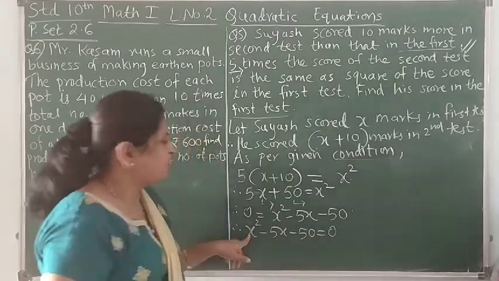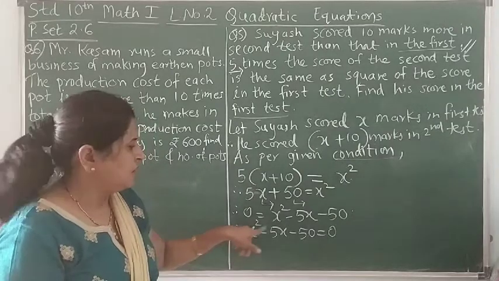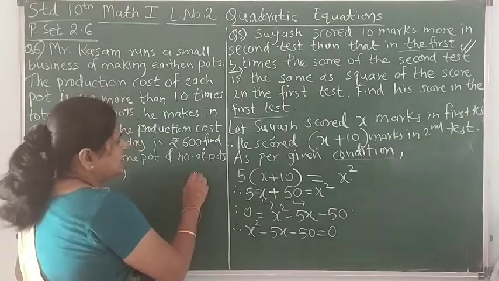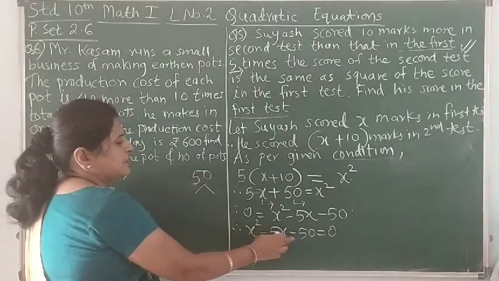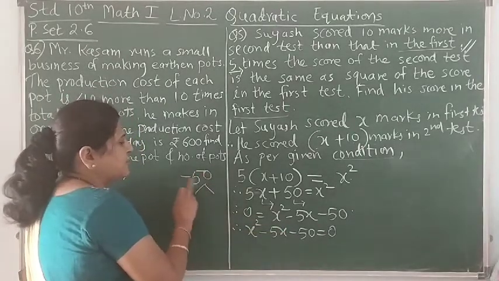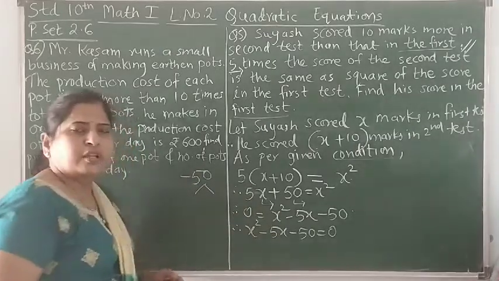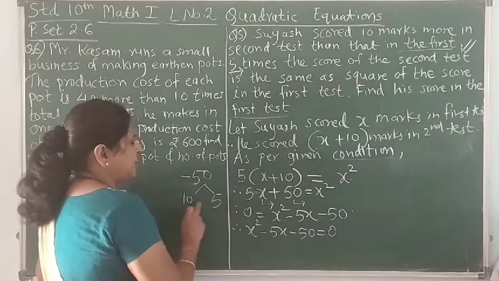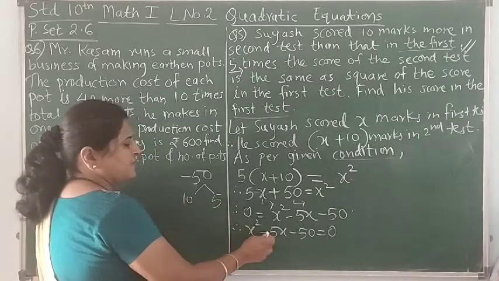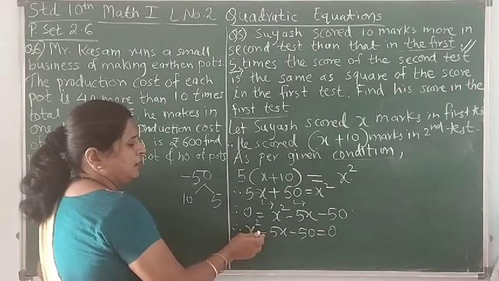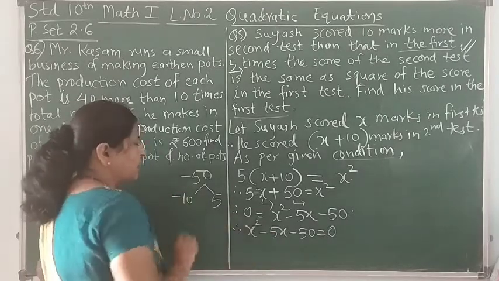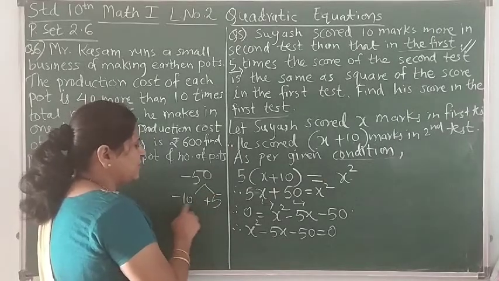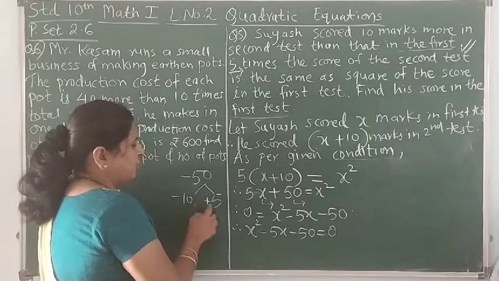Now here the coefficient of x square is 1. So we need to factorize this 50. How can we factorize this 50? The factors of 50 should be such that, as the sign of 50 is minus, the subtraction should be 5. So what are the factors? 5 tens are 50 or 10 5s are 50. 10 minus 5 is 5. Now this difference is 5. Now we have to pick up the sign of the middle term and give it to the greater number, and the opposite to the smaller number. So the addition of these two is going to be minus 5 and the product of these two is going to be minus 50.